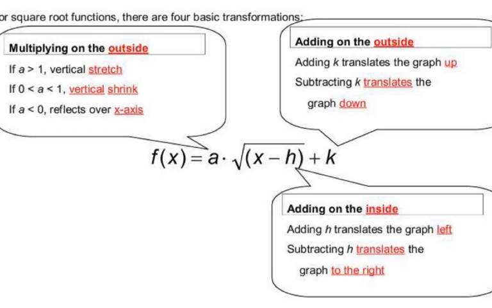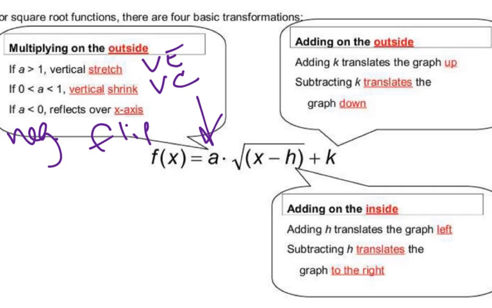So a summary of what happens. If you're multiplying on the outside, you have a number at the beginning. If it's greater than 1, it's a vertical stretch, otherwise known as a vertical expansion. If it's between 0 and 1, it's a fraction, vertical shrink, otherwise known as a vertical compression. And if it's less than 0, in other words, if it's negative, it reflects over the x-axis, which we also call a flip. If you're adding on the outside, we're talking about a number at the end here. If you add a number, it goes up. If you subtract a number, it goes down. Adding a number on the inside, if you add it, it goes left. If you subtract, it goes right.